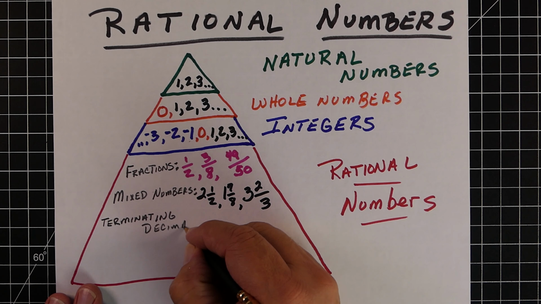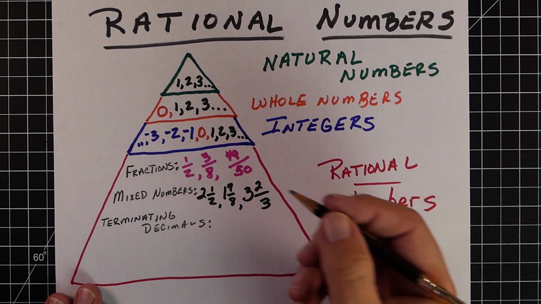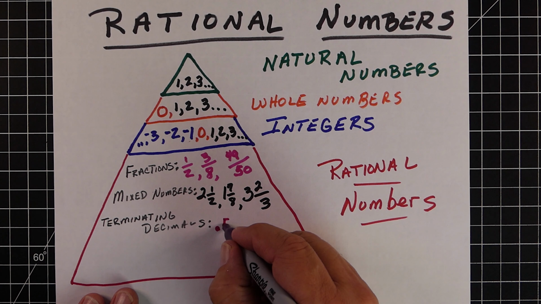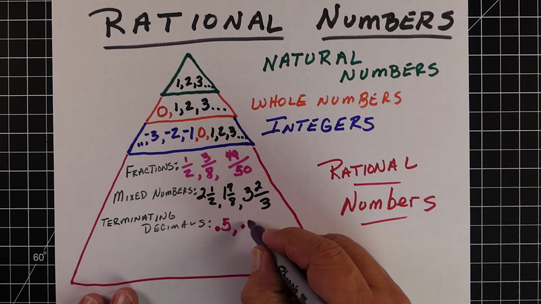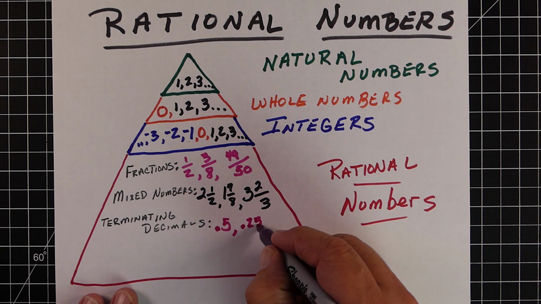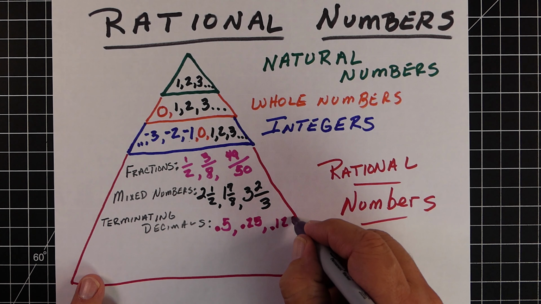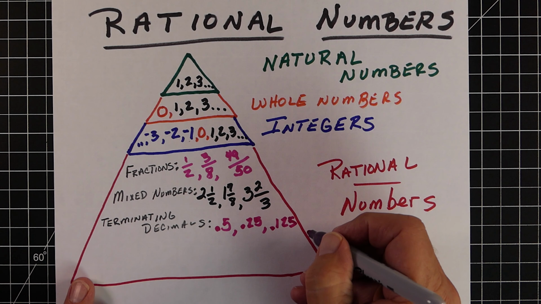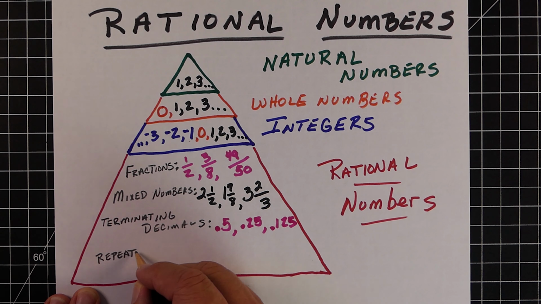Now with decimals, if a decimal is a terminating decimal, that means it's a decimal that comes to an end. So for example, if you look at the fraction 1/2 and write it as a decimal, it would be 0.5. 1/4 we'd write as 0.25. It comes to an end. And 0.125, if it just ends there, those are all terminating decimals that just stop.